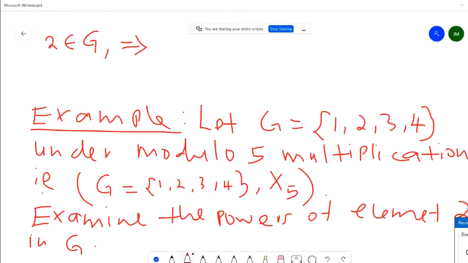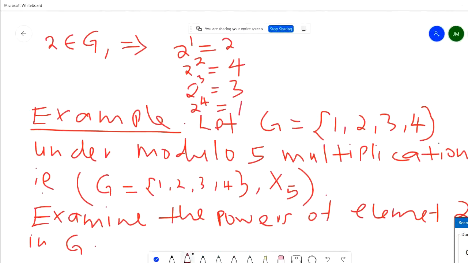So that now, if we continually raise 2 to integer powers, 2 to power 1, and remember we are working multiplication modulo 5, is equal to 2. 2 power 2 modulo 5 is 4. 2 power 3 is 8, and 8 modulo 5 is 3. Then 2 power 4 is 16. 16 modulo 5 is 1.